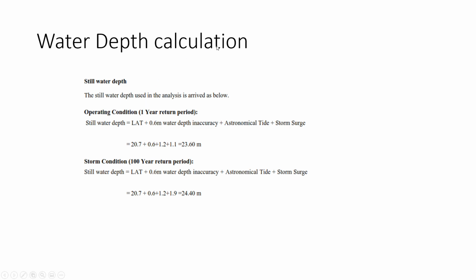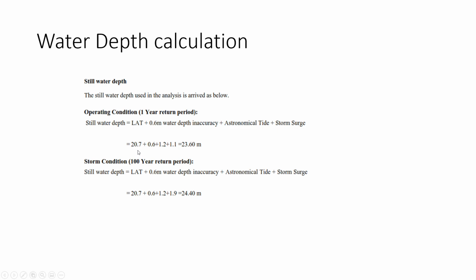Then water depth calculation. This water depth formula is not strictly the same for all offshore structures. Basically it will vary between clients. Some of the clients consider LAT to HAT, and the water depth inaccuracy also will change based upon the site. I have taken a simple example to show you. For operating condition and storm condition, you have to consider how to calculate the water depth.